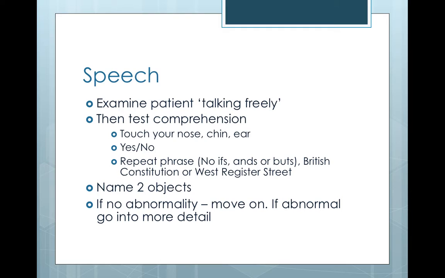The best way to start with examining speech is to get the patient to talk freely, about where they are, what's going on, just to try and get a sense of what could be a problem. Also need to test comprehension pretty early on, so touch your nose, touch your chin, touch your ear. Yes or no phrases are quite useful, and then repeating phrases such as no ifs, ands or buts, British Constitution or West Register Street. So those things also can test dysarthria. Naming two objects is useful. If there's no abnormality here, you can move on. If something's abnormal, then you need to go into more detail.